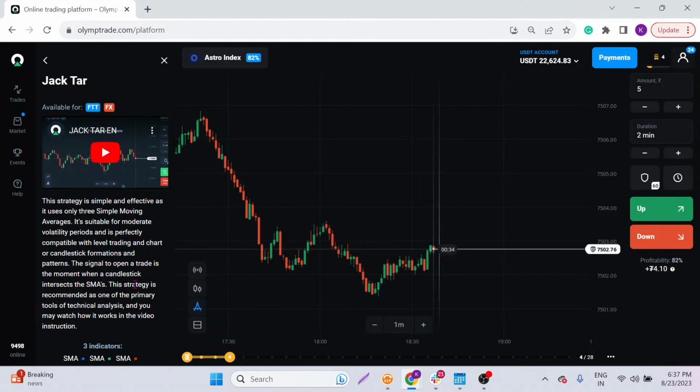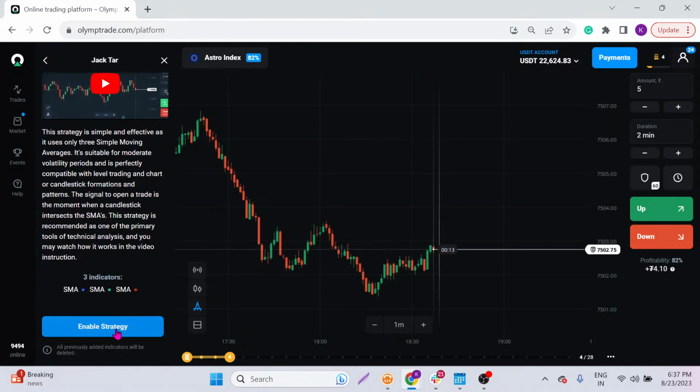Now, when do we get the signal? The signal to open a trade is the moment when a candlestick intersects the SMAs. This strategy is recommended as one of the primary tools of technical analysis, and you may watch how it works in the video instructions. So you can watch a video, but when the candle is intersecting an SMA, that is a clear signal of opening a trade. Now, let's just enable this strategy.